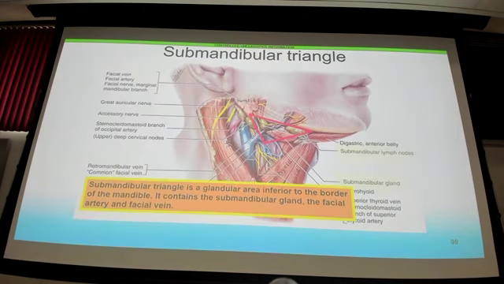The submandibular triangle is just below the mandible over here, and it contains the submandibular gland, the facial artery, and the facial vein. Do you remember the story I was talking about earlier about the facial artery is off of that external carotid, and the facial artery supplies a lot of the blood to the face. So you do not want to mess with it.